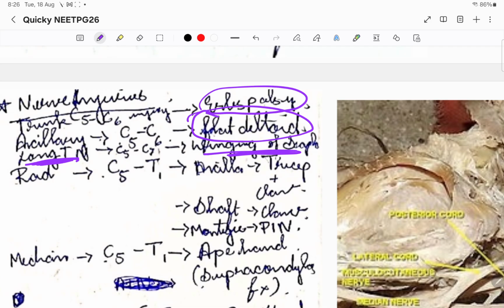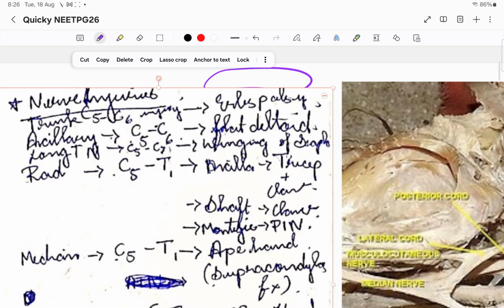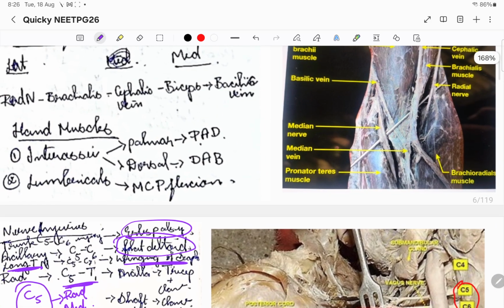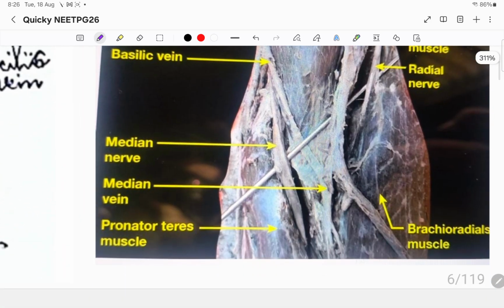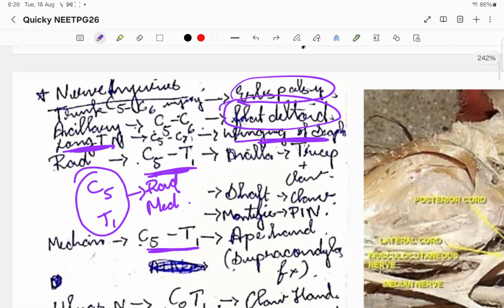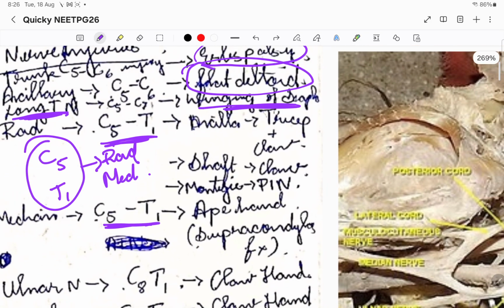Coming to radial nerve injury, so C5 to T1, from the first to the last, if it is getting destroyed, it is radial nerve and median nerve. Where did we see radial nerve and median nerve? Here in cubital fossa, right? Radial nerve was the lateral most nerve, the median nerve was the medial most nerve. So that is where we saw the radial nerve and median nerve, right?